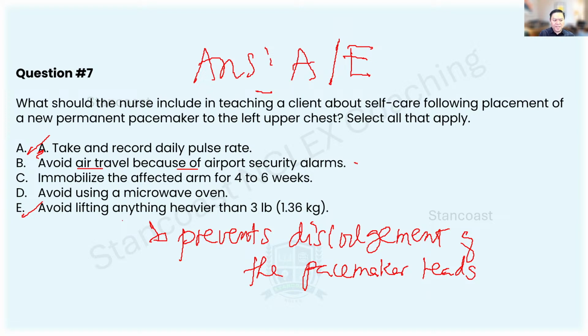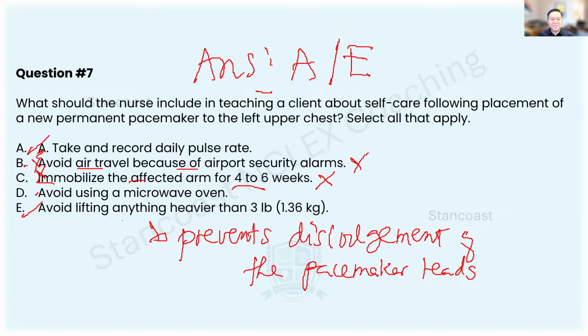Now, what about letter C? Immobilize the affected arm for 4 to 6 weeks. That's unnecessary, guys. Immobilization is not required after a pacemaker insertion. Okay, so what we're going to do instead is to encourage early arm movement. Do not immobilize the affected extremity. This is wrong.